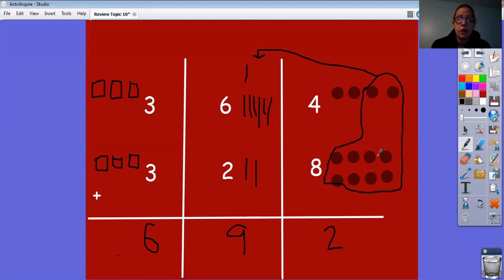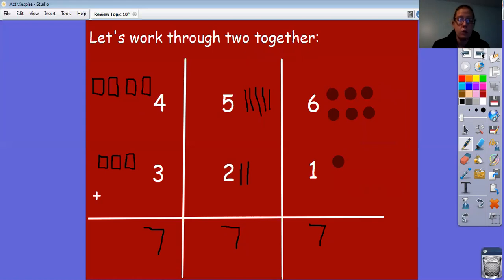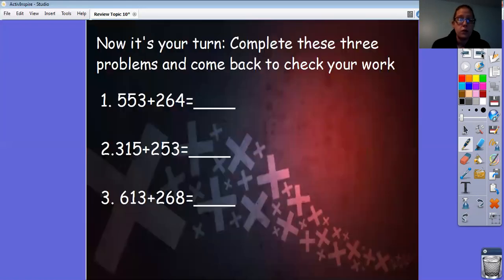Like I showed you, boys and girls, here we regrouped. We took our group of 10, we moved it over to the tens spot, and we continued adding. So we went through without regrouping and then with regrouping. Now it's going to be your turn. You're going to pause the video and complete these 3 equations. And then when you're finished, you can unpause it and we're going to check our work. You're going to solve 553 plus 264, 315 plus 253, and 613 plus 268.